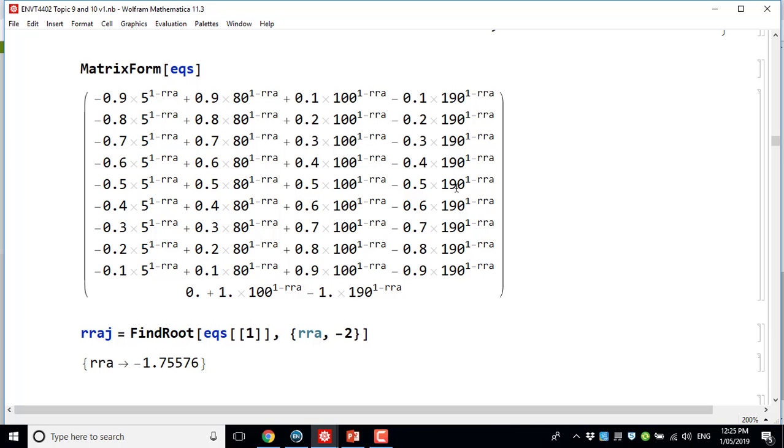So we are just solving equation number 1 here. This is option A. Remember, this is option B. We are trying to find the root, which means the difference between the expected utility from selecting option A and the expected utility from selecting option B equals 0.